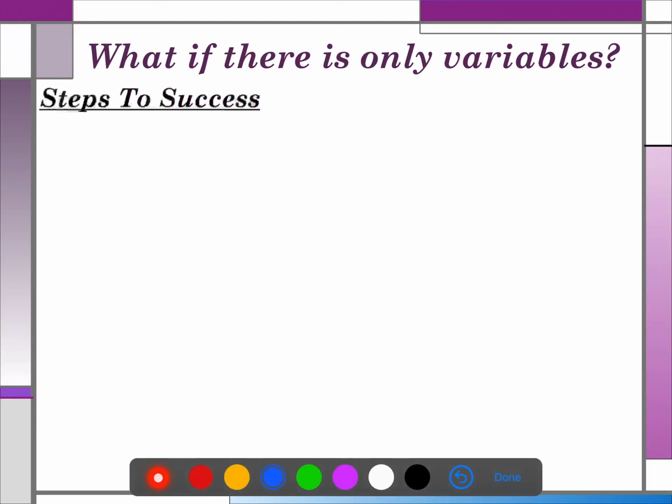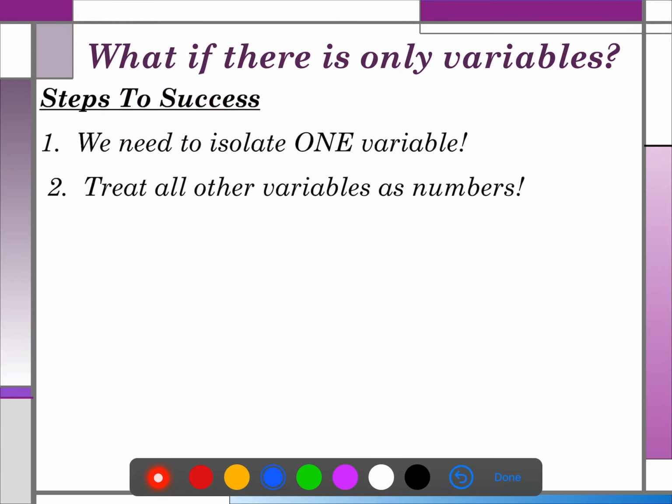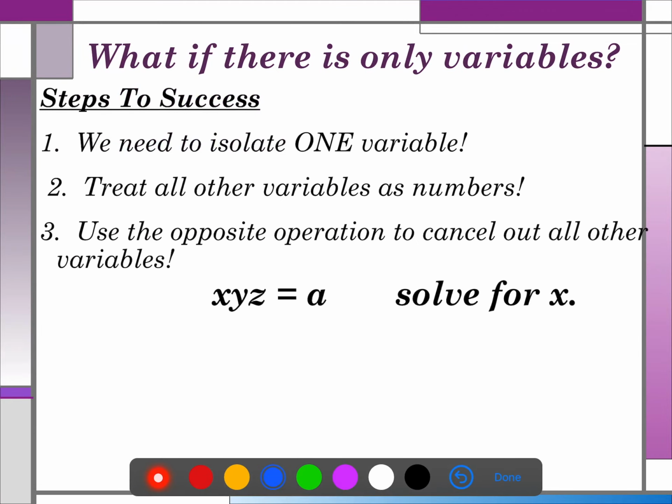Okay, so a little bit different situation. What if I only have variables? What if there are no numbers and there seems to only be one operation? See, this expression over here is just kind of one big chunk. It's all put together. I don't have separate operations. So how would I isolate for the x? I would have to divide by y and then divide by z. Well, that's not going to work, okay, because we can only divide once in a problem.